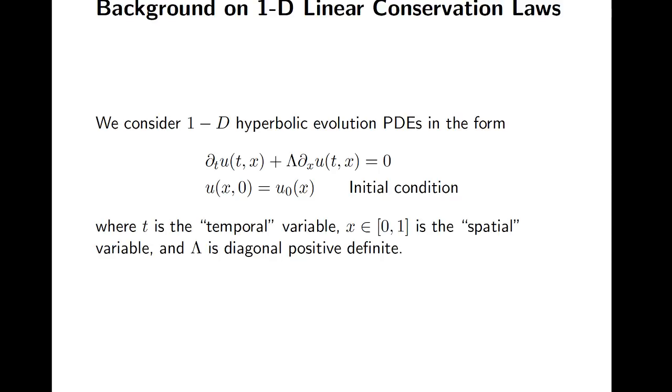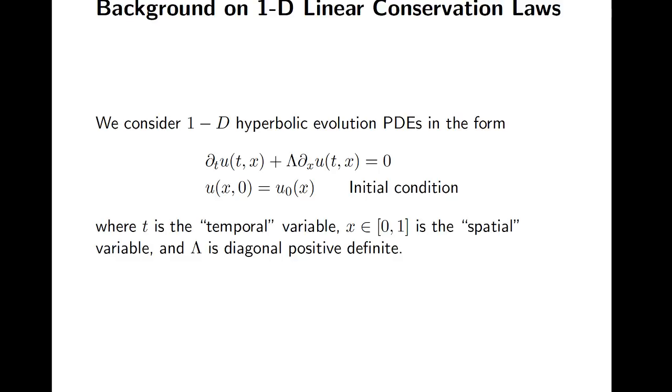So I like to call this an evolution PDE because t is the time variable. It's not another variable like x. So t and x are, again, two scalar variables, but with two different meanings. And t belongs to the non-negative reals, and for simplicity in this talk, I'll be assuming that x belongs to the interval [0, 1]. It can be any other subset of the real line, and the result will be the same up to a change of variable.